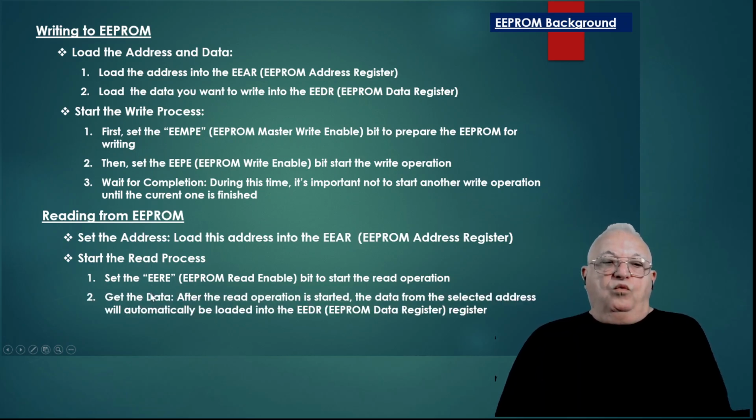Now, once we set the read enable bit, the data from the memory will be loaded into the EEDR register, which is the EEPROM data register. So we need to get the data from this register and load it into one of our variables so we can use it.